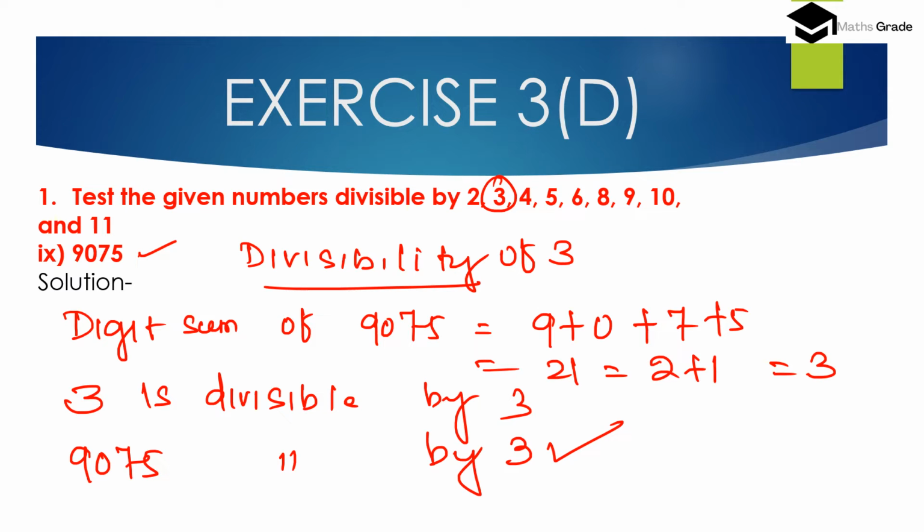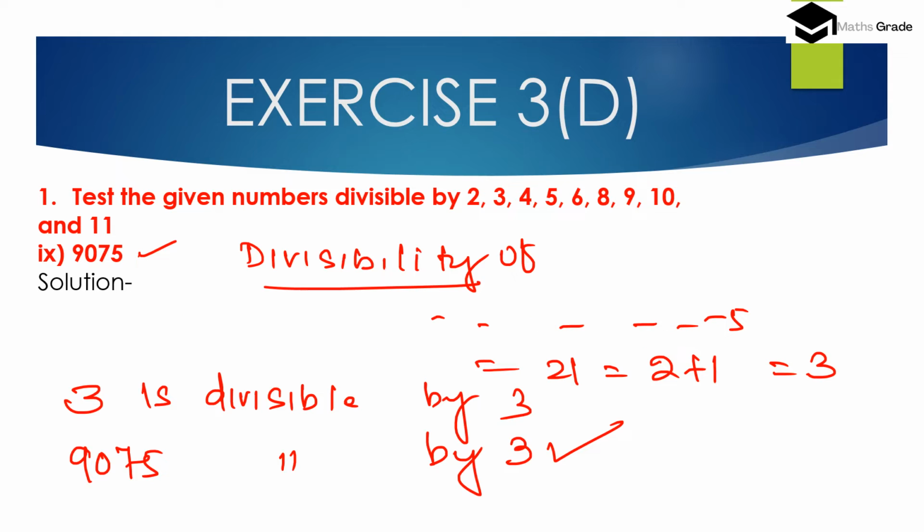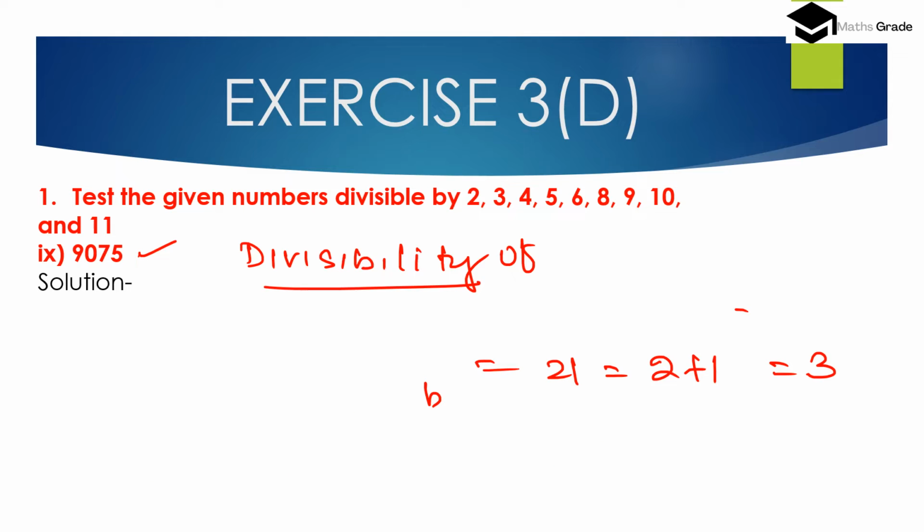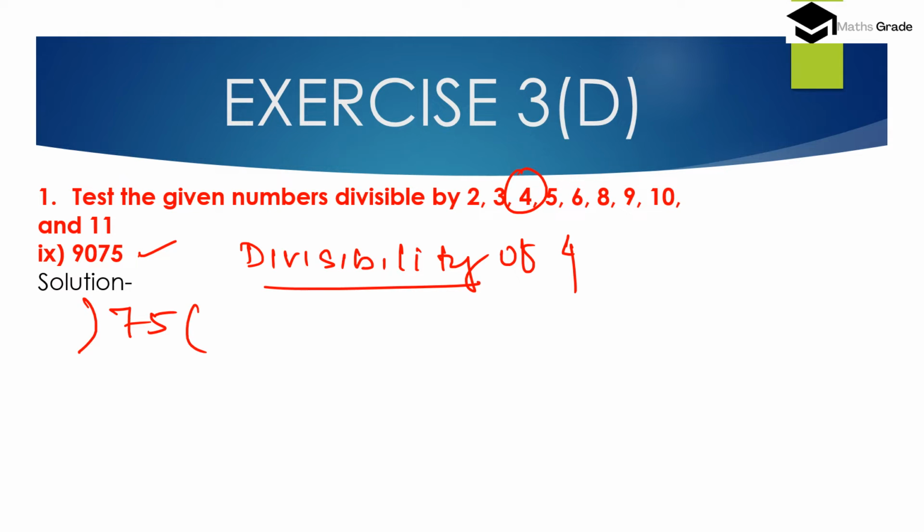Now we will check whether the number 9075 is divisible by 4 or not. Divisibility of 4. We know any number is divisible by 4 if the last two digits of the number are divisible by 4. Here the last two digits of the number 9075 are 75. We have to check whether 75 is divisible by 4 or not. We have to divide 75 by 4.